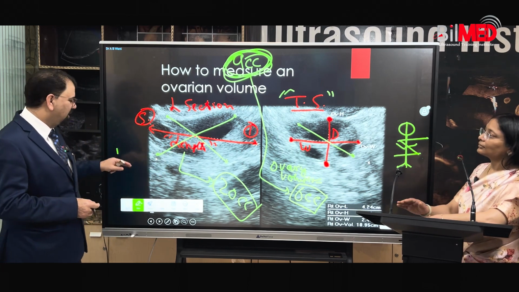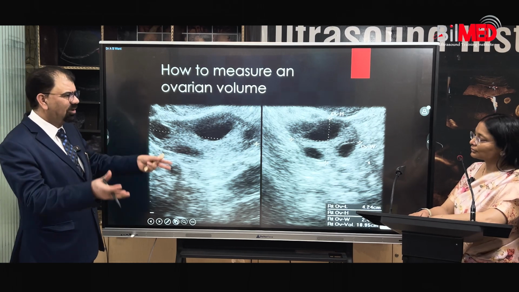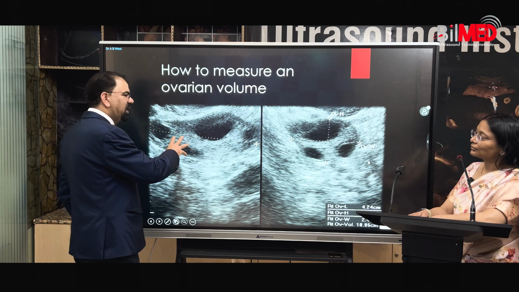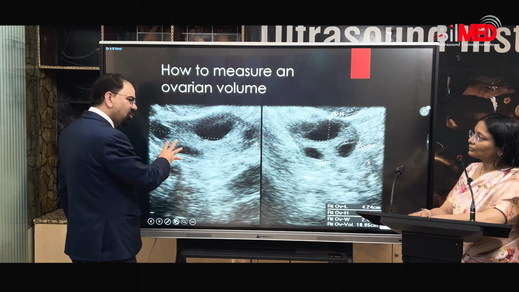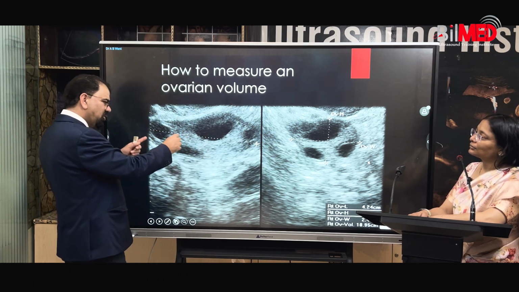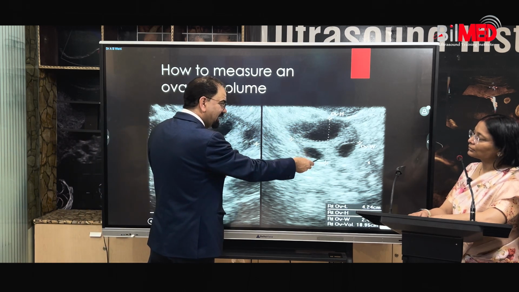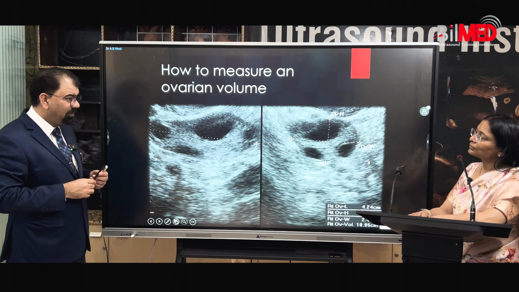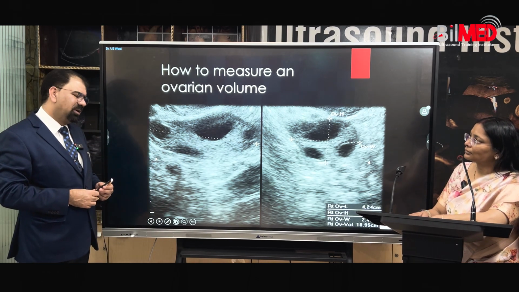The moral of the discussion of this ovarian volume is that you have to keep the ovary on both sides of the dual image. One in longitudinal, one in transverse. In longitudinal only I can take the length, and in transverse I can take the depth and the width. Then only whatever volume the machine comes up with is the actual volume of the ovary.